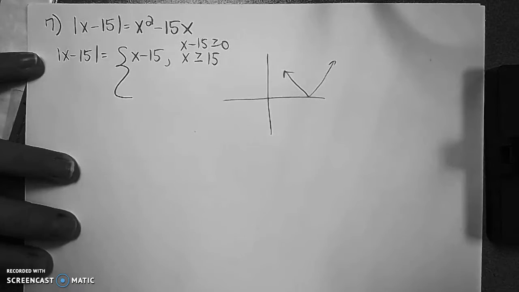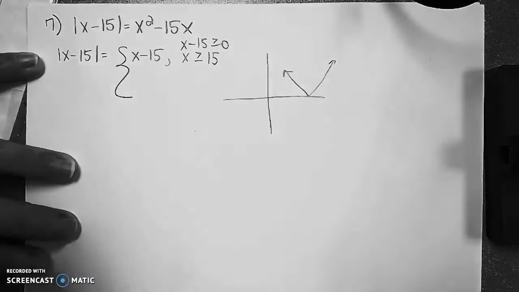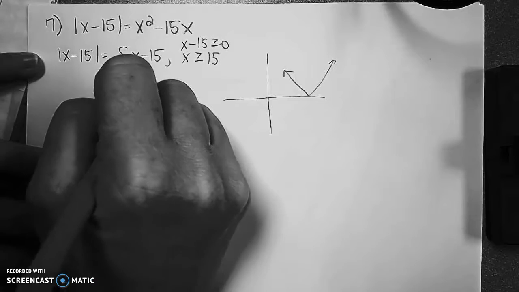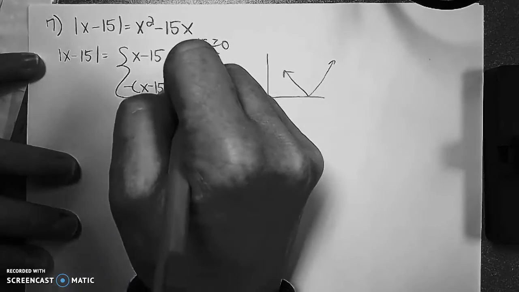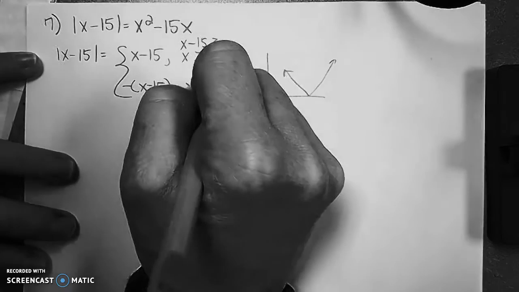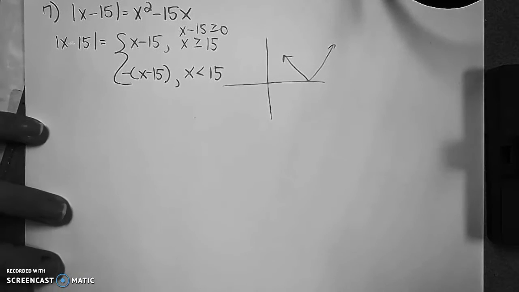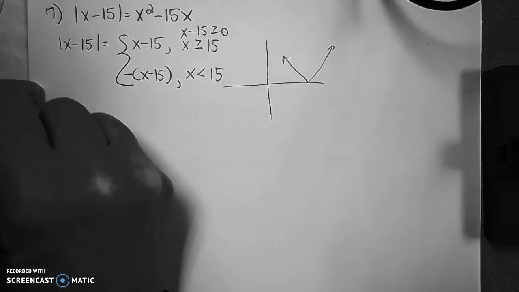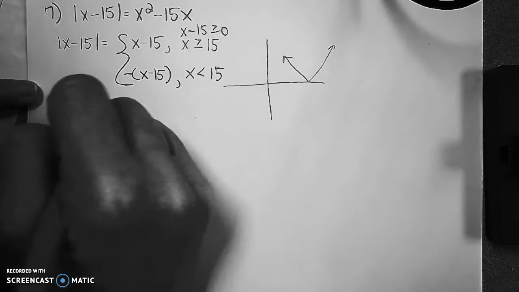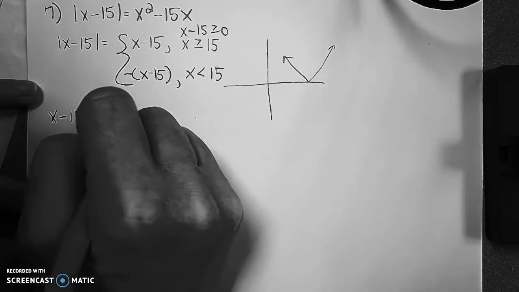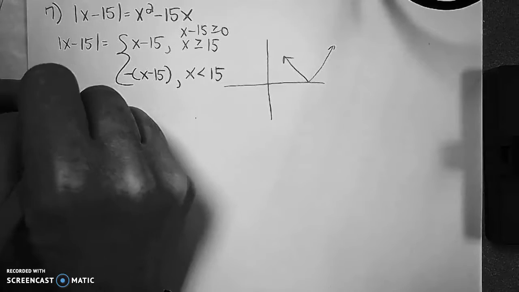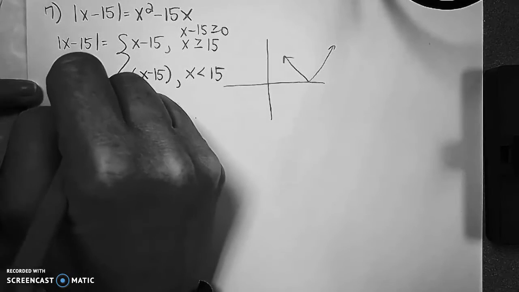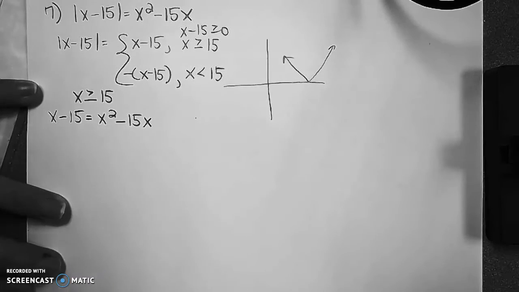The relationship between the two sides of this absolute value graph is that they are reflections of each other. So I will reflect x minus 15. And the domain of absolute value is all real, so this domain will be x is less than 15. From here, I need to write my two equations, so I take my first piece of the piecewise and see where it's equal to x squared minus 15x. But I do know any solution I get there will have to be greater than or equal to 15.